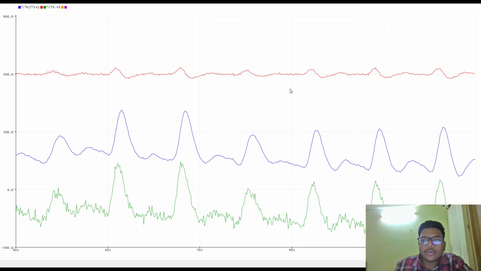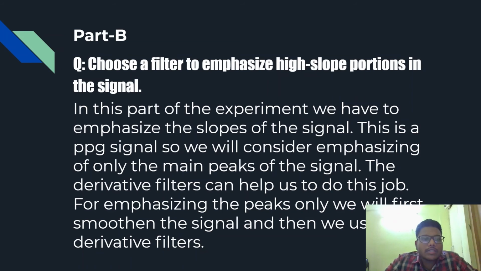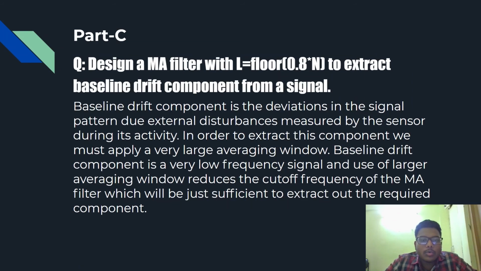Going to the third part of the experiment. The third part is to design a moving average filter with L equal to floor of 0.8 times n. That means we should take 0.8 times the number of samples we have taken, to extract the baseline drift component from a signal. So here comes a new term called baseline drift. What is baseline drift?